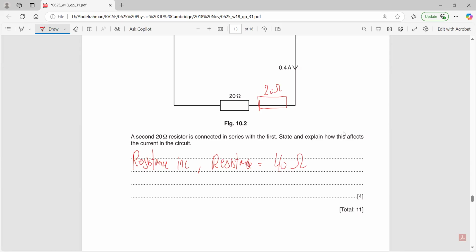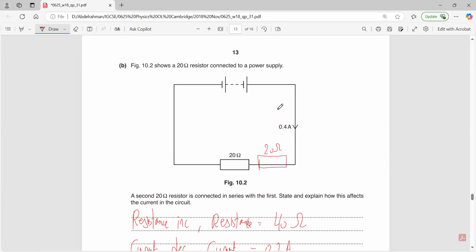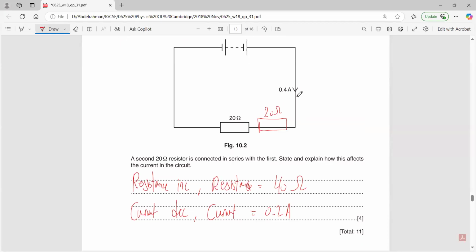What happens to the total current? The total current decreases. What's the new value of the current? The new value of the current is 0.2 amperes. Why? Because the resistance was doubled, and therefore the current will be halved. They are inversely proportional. As you increase the resistance, the current decreases. The resistance was doubled and the current was halved. You do not care about the voltage in this question.